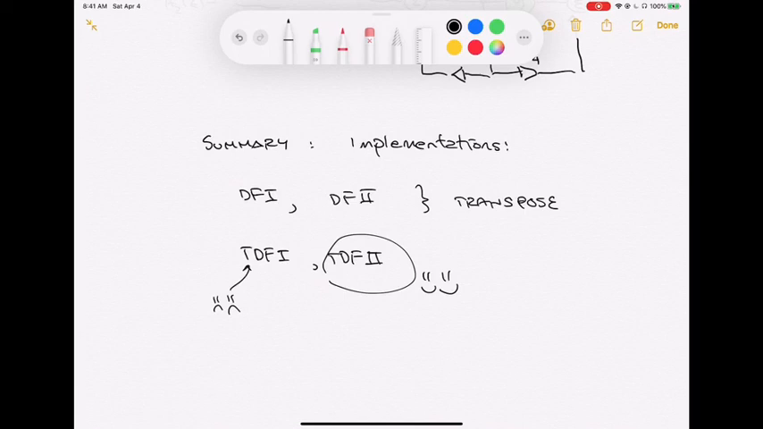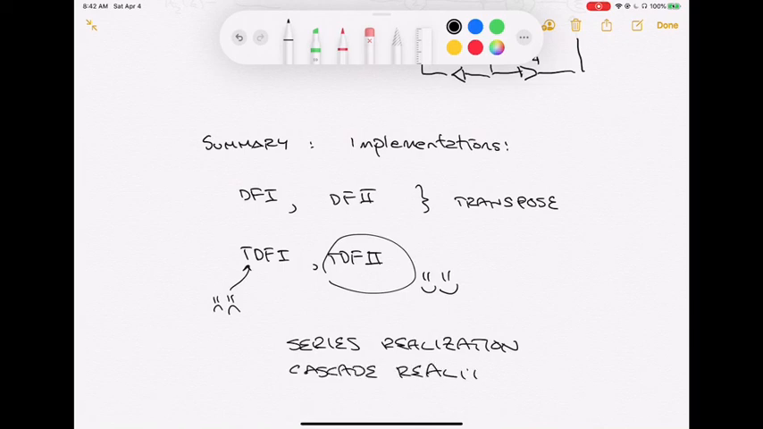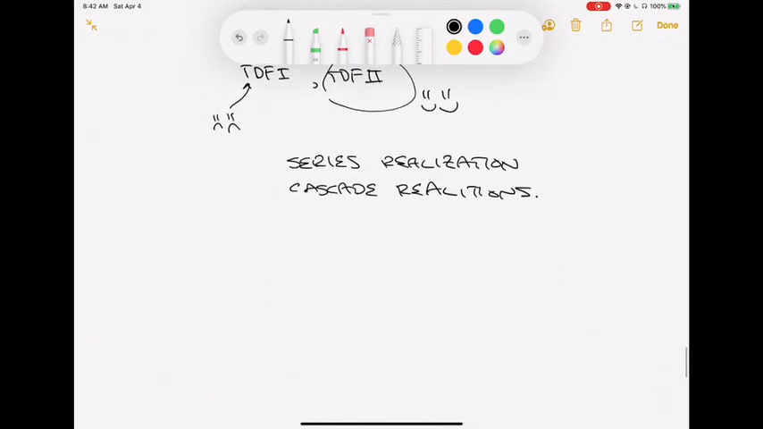We also looked at the idea of series realizations, and we did cascade realizations, and followed it up with a couple of examples as well. So I think that's about what we need to get through on this lecture.